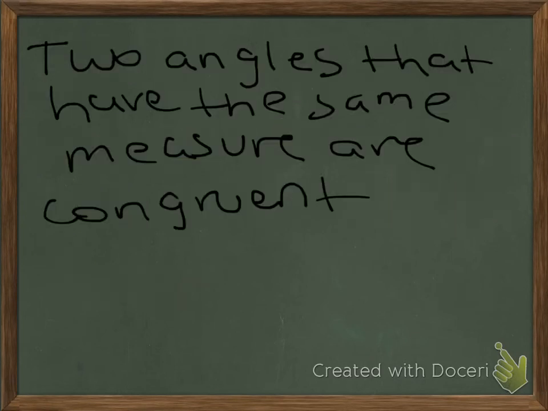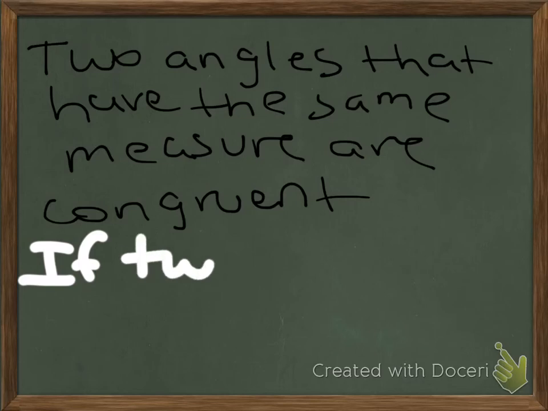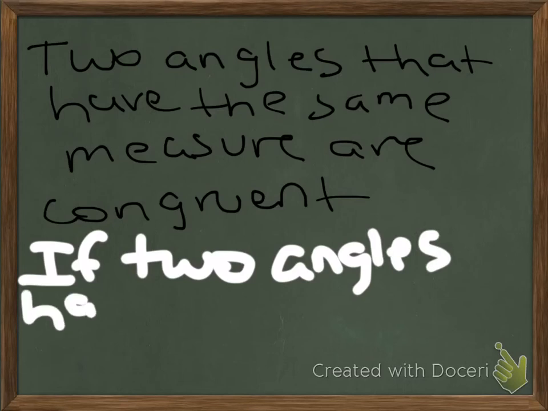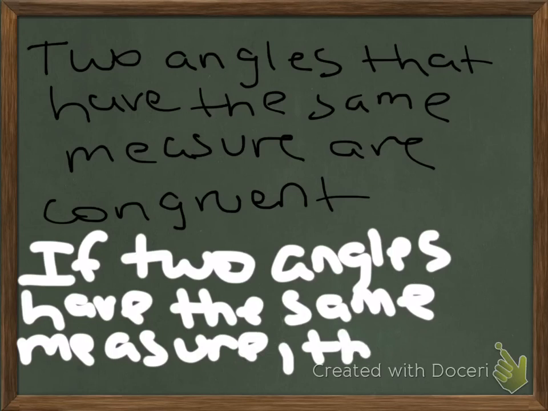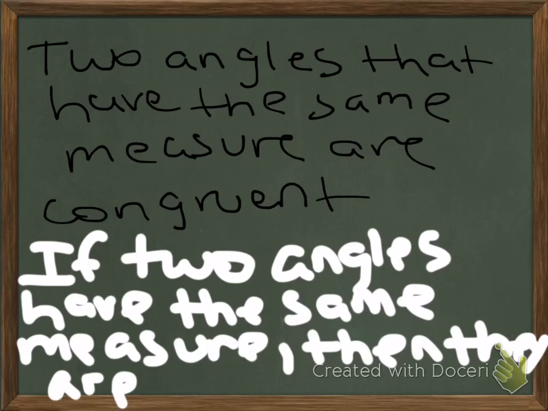Then we have one more statement where we need to make it into if-then form and then write its converse, inverse, and contrapositive. So this says two angles that have the same measure are congruent. So we could say if two angles have the same measure, then they are congruent.